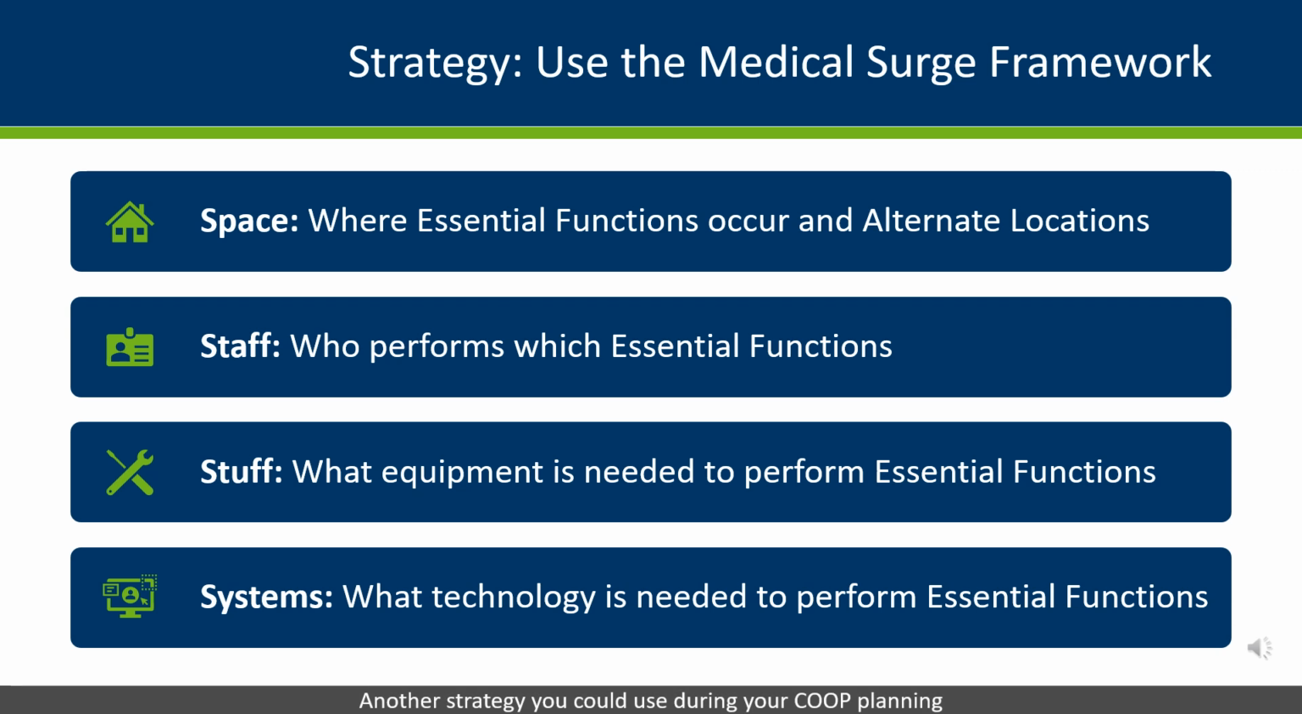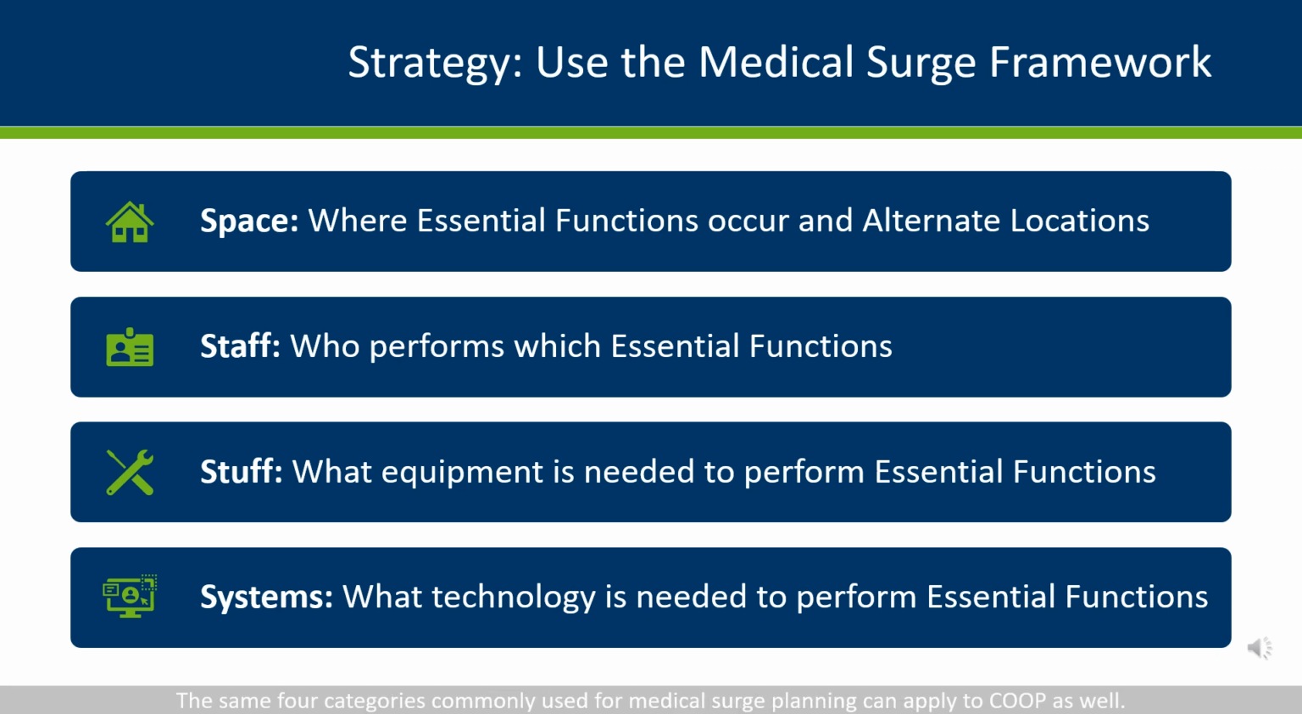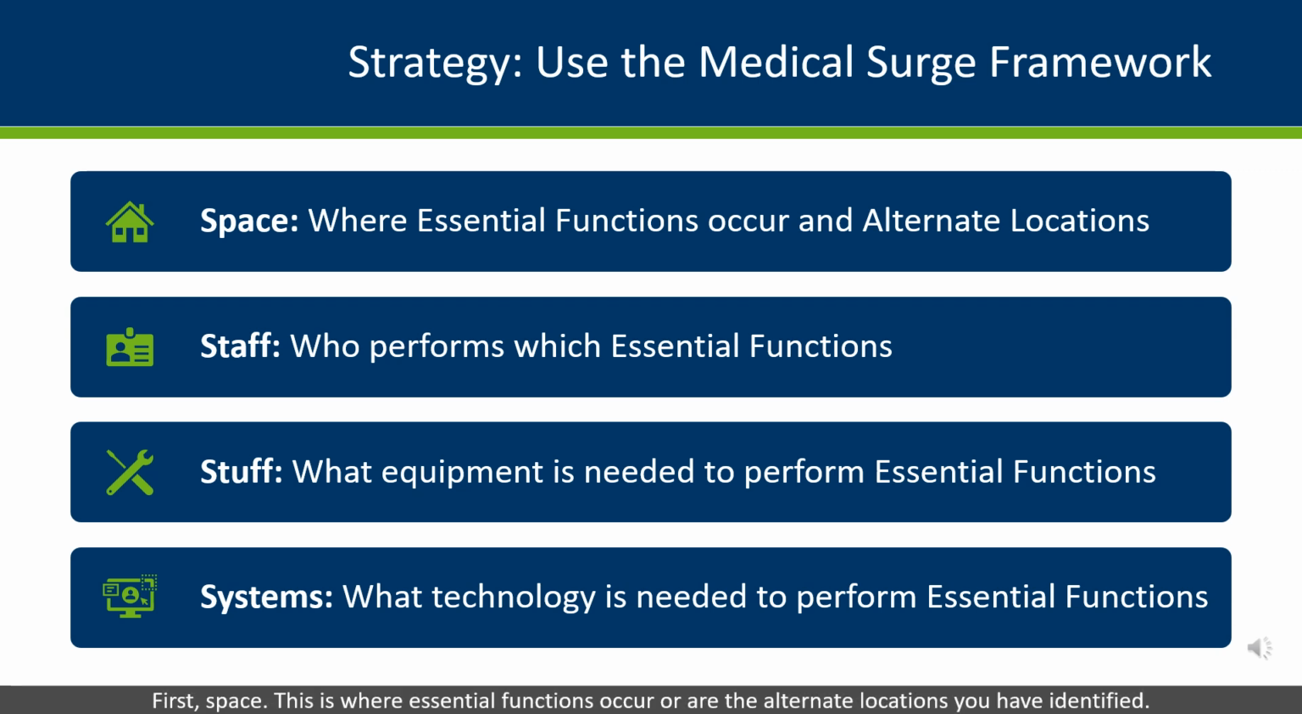Another strategy you can use during your COOP planning is to think about the way that you plan for medical surge. Those same four categories commonly used for medical surge planning can apply to COOP as well. First, space. This is where essential functions occur or are the alternate locations you have identified. Second, the staff who perform the essential functions. Third, stuff. What kind of equipment is needed to perform your essential functions? And then finally, systems. What kind of technology or other systems are needed to perform your essential functions?